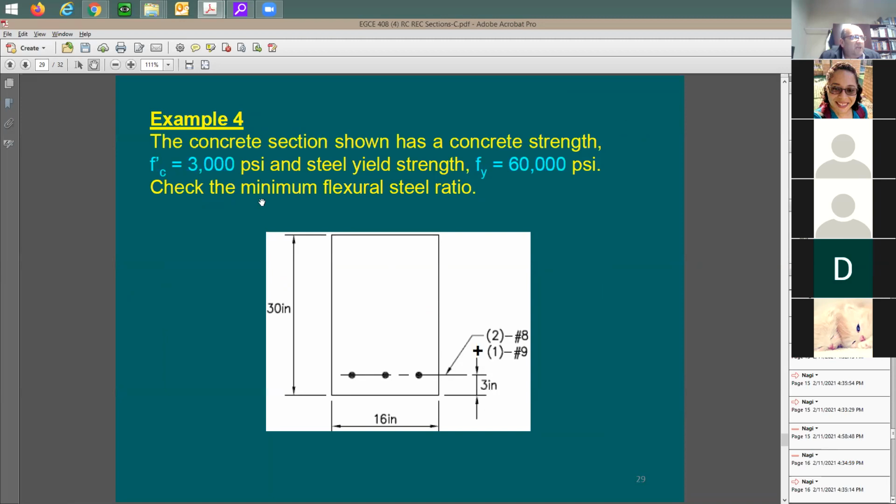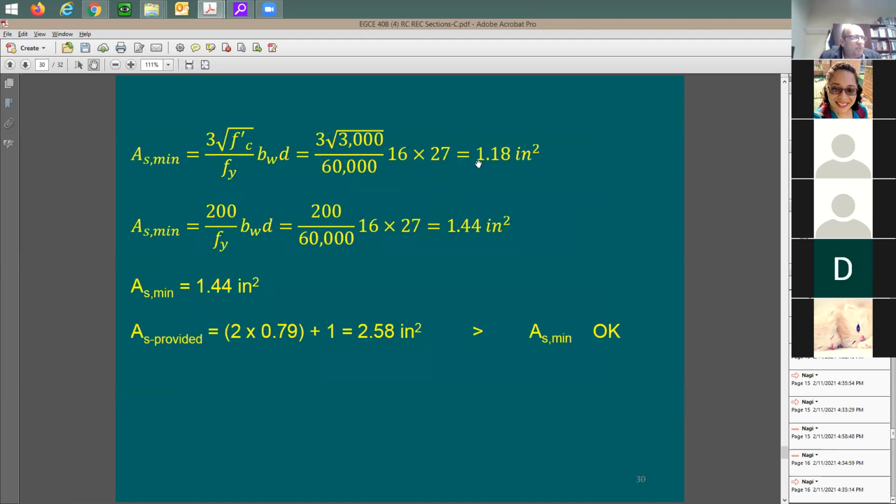In this example, it says check the minimum flexural steel ratio. Okay, let me check this. Here are the two equations I was just talking about: 3 square root of F prime C divided by F sub Y. Here F prime C is 3000, F sub Y is 60, the width is 16, and the depth is 27. I don't use H, I use D, depth. And with that, I need 1.18 square inches of reinforcing bars. When you use the other equation, and look at this again, 60,000 PSI, you need here 1.44.